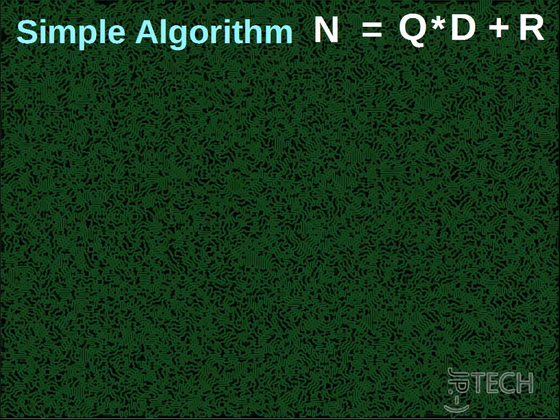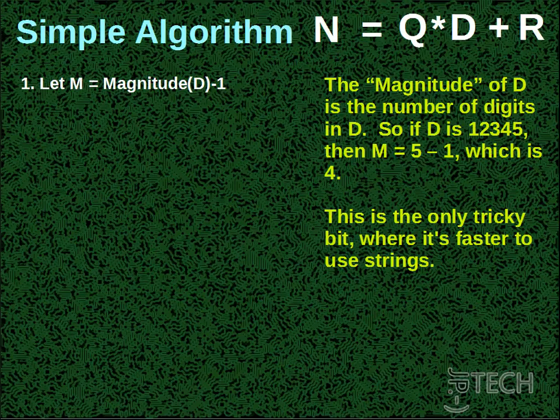So let's compare this to our simple algorithm. The first step is to create m, which is the magnitude minus 1 of our denominator. If our denominator is 1, 2, 3, 4, 5, our total length would be 5, and m would be 4. This is the only tricky bit where it's faster to use strings.